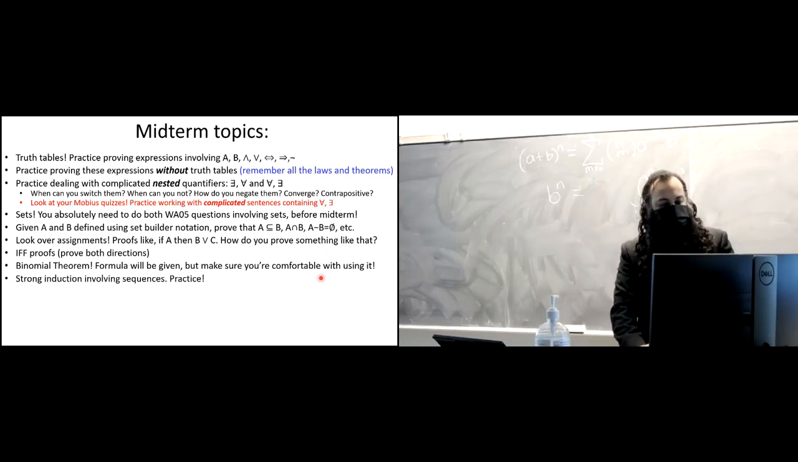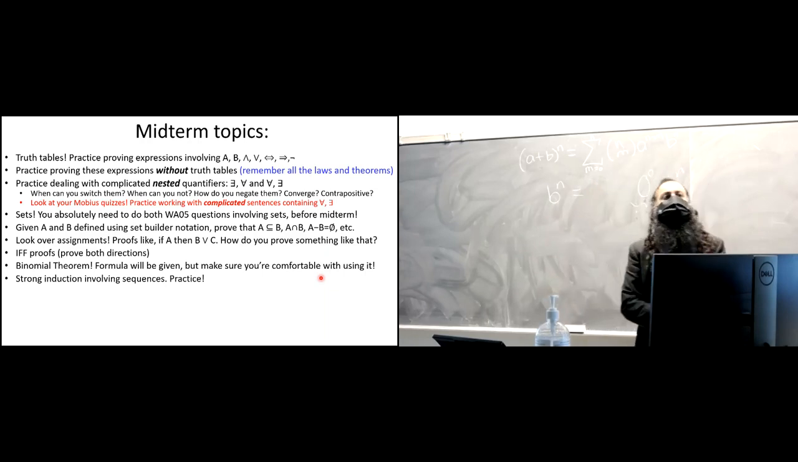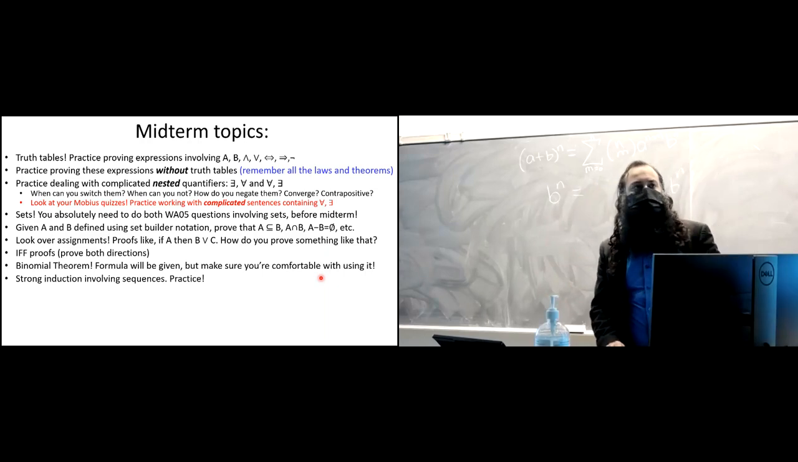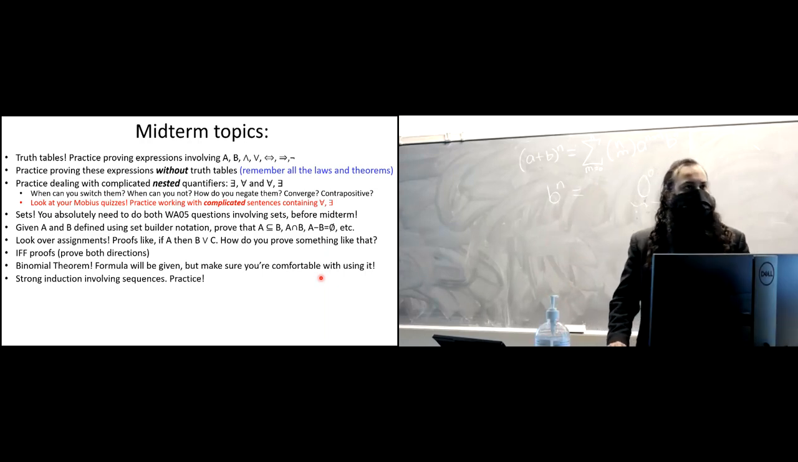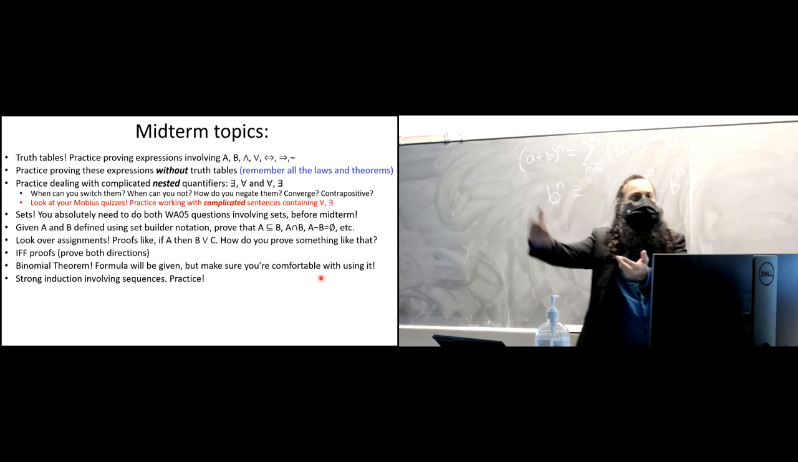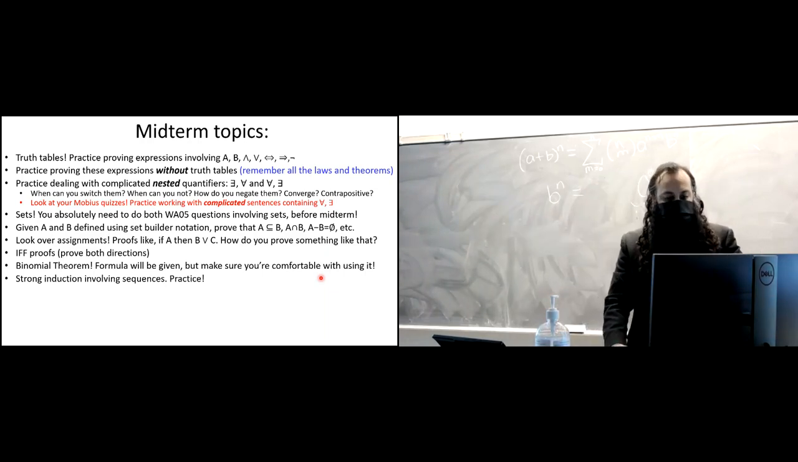Good. Strong induction involving sequences. These should be easy by now. I want to prove something about a_n, where a_n equals 2a_(n-1) plus 3 times a_(n-2). How many base cases? Two base cases, because my expression for a_n depends on two previous values of a. So I have two base cases for that.